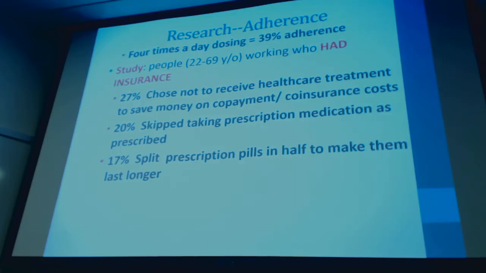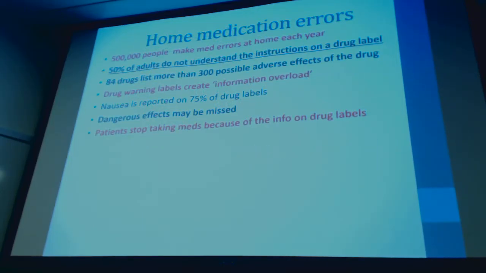So they had healthcare insurance, which paid for the medication. They didn't have enough money to pay for the copay, but they had other reasons. So we sometimes think, oh, a patient has healthcare insurance, they're going to take the meds the way they're supposed to. It may not happen. People make errors in medication at home.